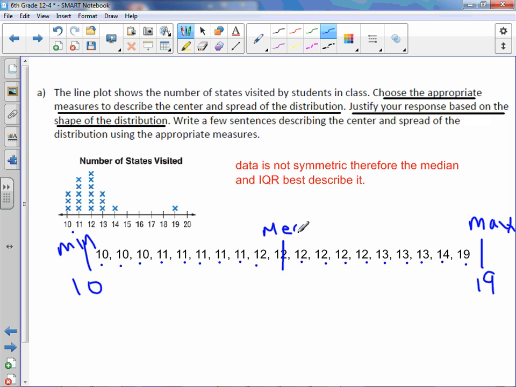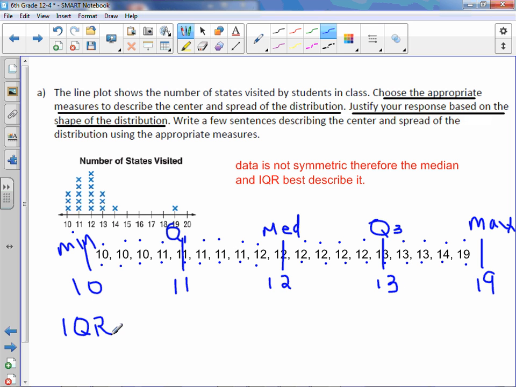So the median is 12. And our interquartile range, we need to find our quartiles. So this is quartile 1. And let's do the same to find quartile 3. There we go. So to find the IQR, we need to take our quartile 3 minus our quartile 1, and we get an IQR of 2.